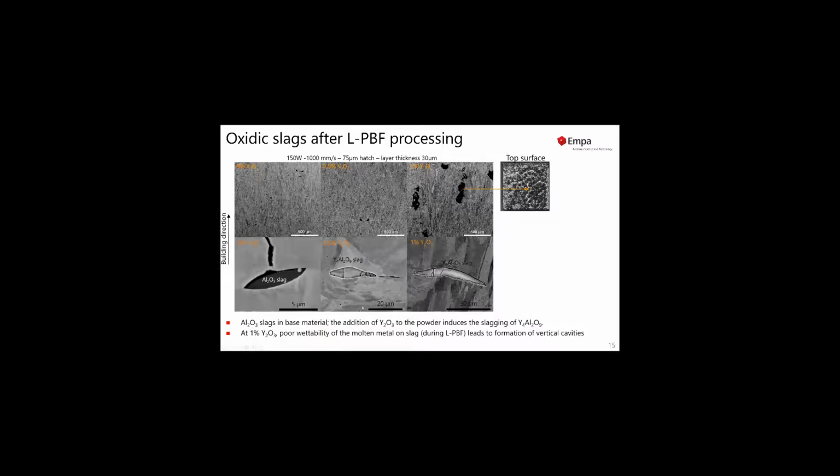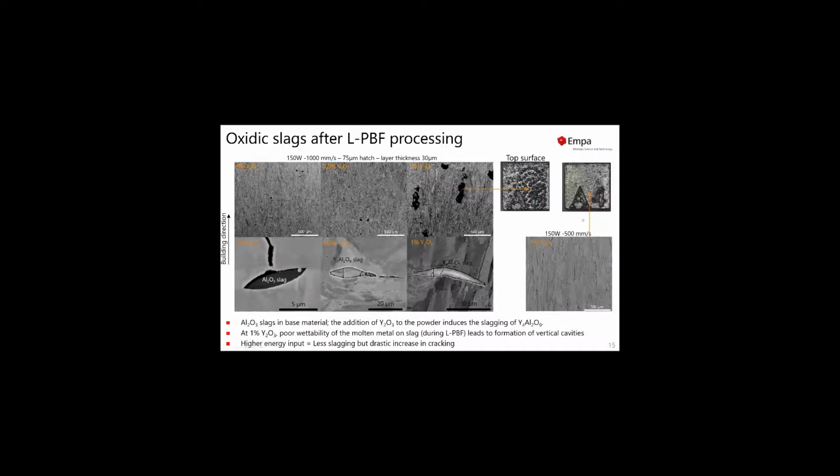The addition of yttria leads to the formation of a ternary oxidic compound, and the amount, as I will show on the next slide, also increased with increasing amount of yttria. We decided to discontinue the work on the 1% yttria because the results were not really promising, with these pore-type defects plus extensive slag formation, and we decided to only continue with the 0.5% yttria alloy.